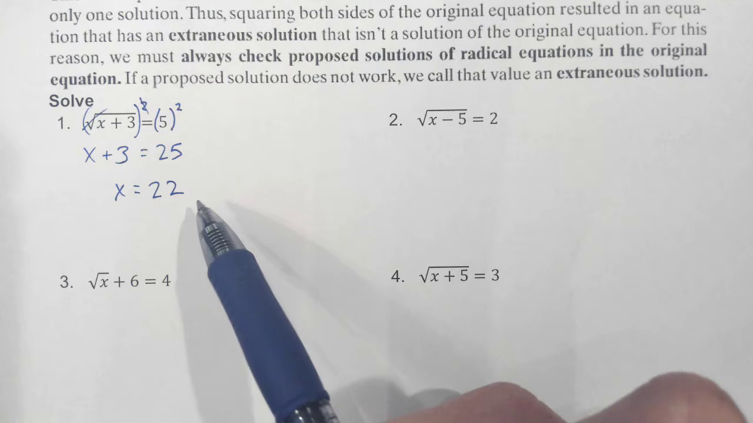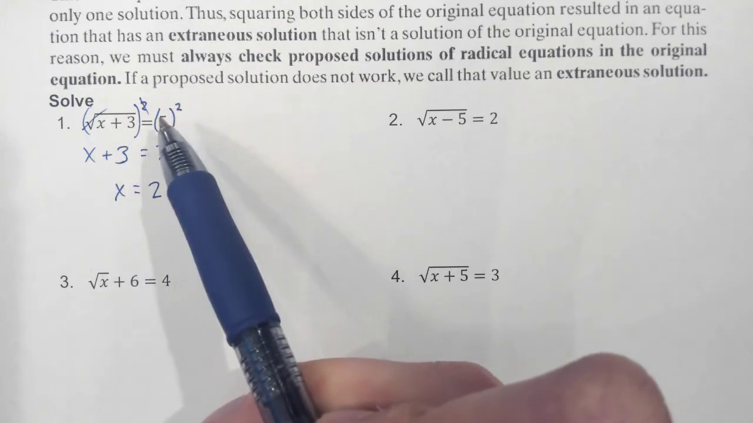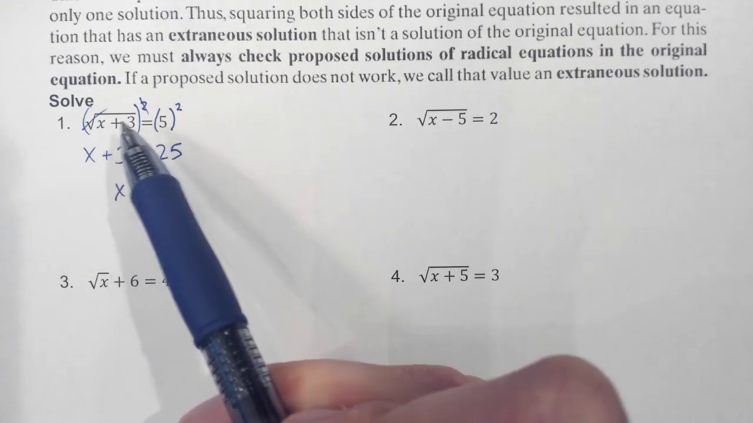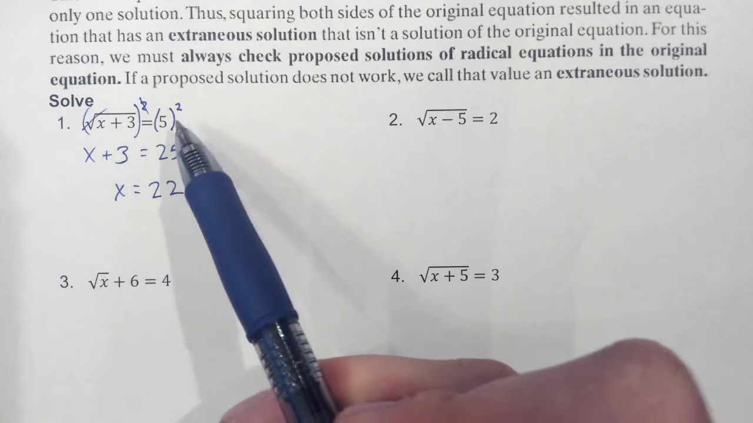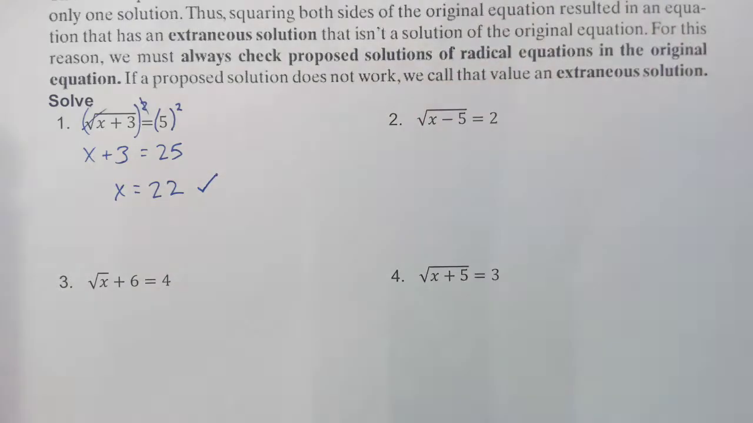Now you always have to check your solution back in the original equation. So let's see, what's 22 plus 3? That's 25. What's the square root of 25? That is 5. So that one checks. So you need to make sure you check though.